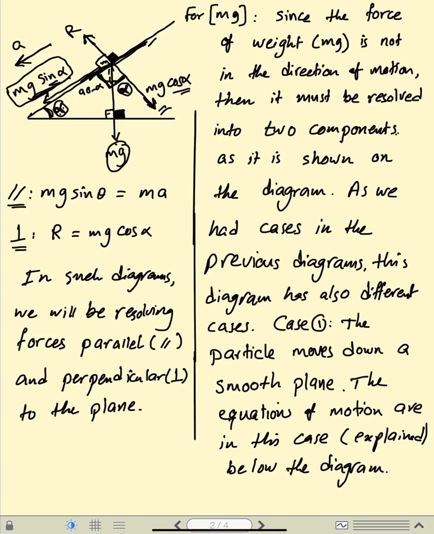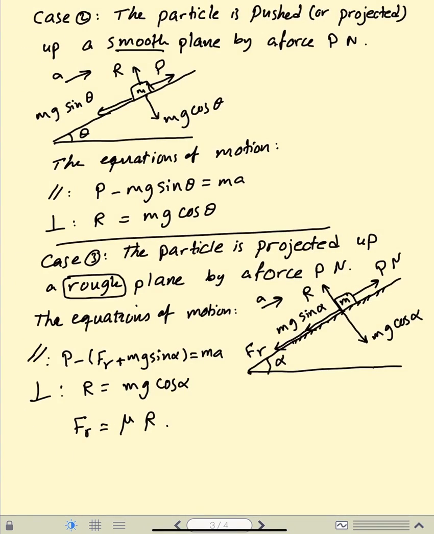In this case, my dear students, there is only one main force acting on the particle, mg sine theta, and there are no other forces. So this force, the only force in this diagram, equals ma. Second equation, we get from perpendicular to the plane: R is equal to mg cosine alpha. Clear? Let's move to other different types of cases.